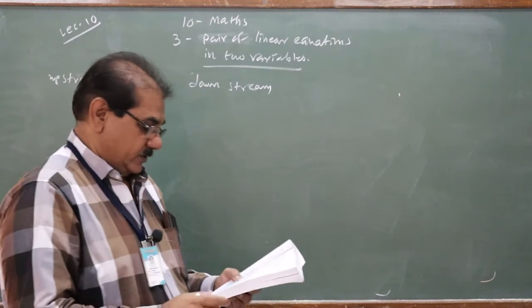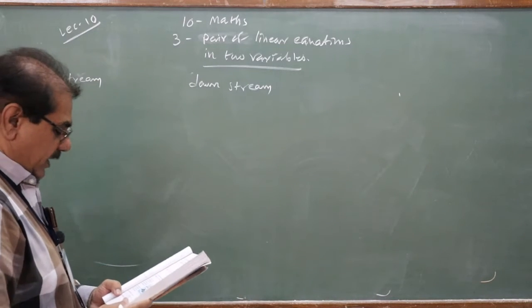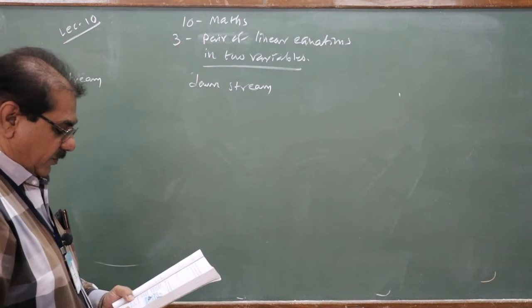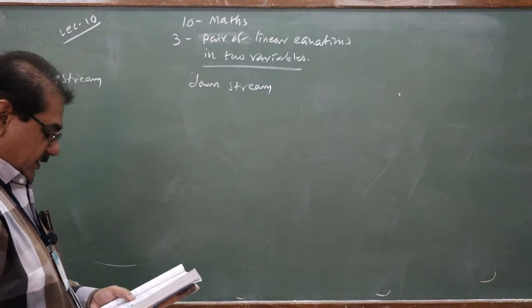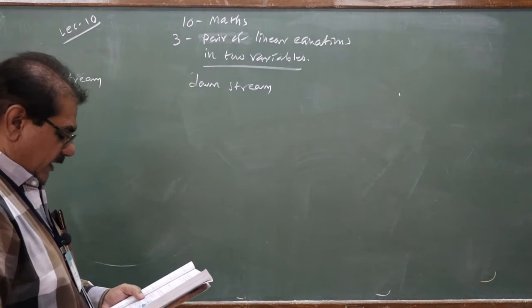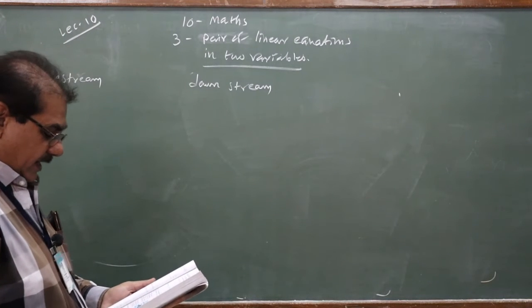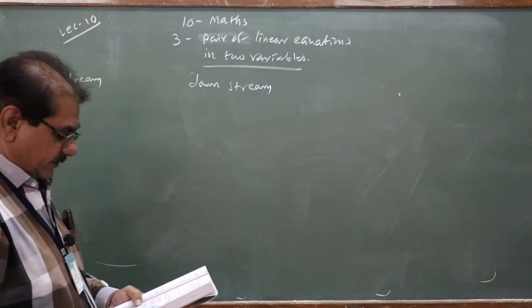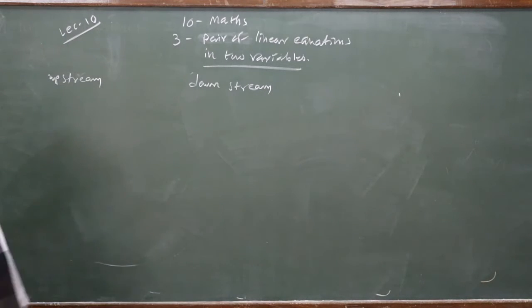So for the upstream, the flow of water opposes you, and for the downstream, the flow of water supports you. So a boat goes 30 kilometers upstream and 44 kilometers downstream in 10 hours, and the same boat can go 40 kilometers upstream and 55 kilometers downstream in 13 hours. Then determine the speed of the stream and the speed of the boat in still water.